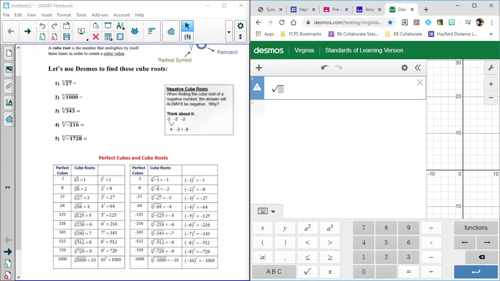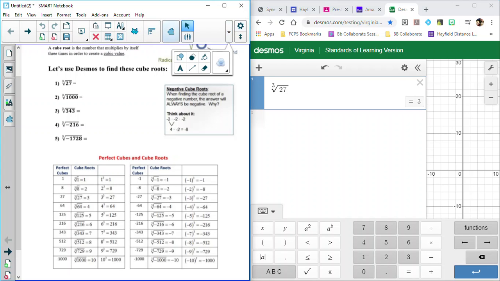So I'm going to click that, and now we're going to notice the little cursor is up here above the hook. So I'm going to type 3 because it's a cube root. Now I can go inside and type in my 27, and we get that our answer is 3. So I'm going to come over here and write down that the answer is 3.